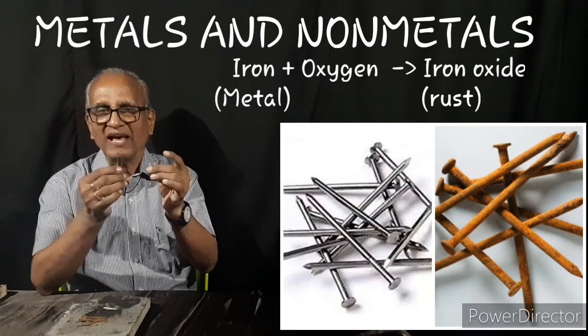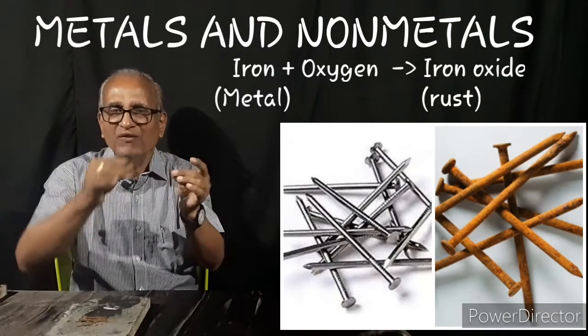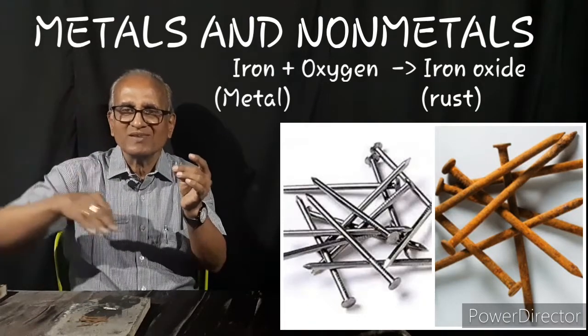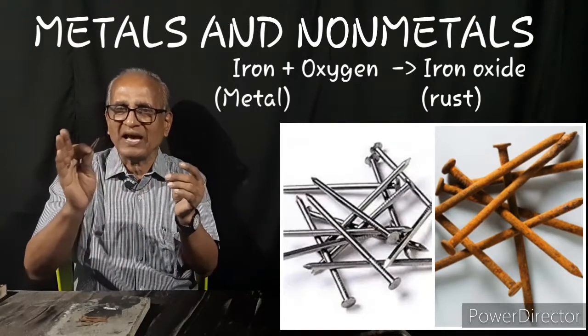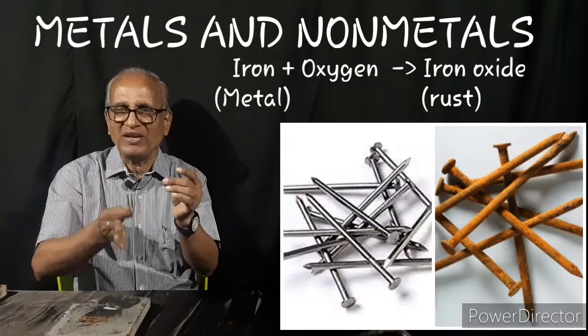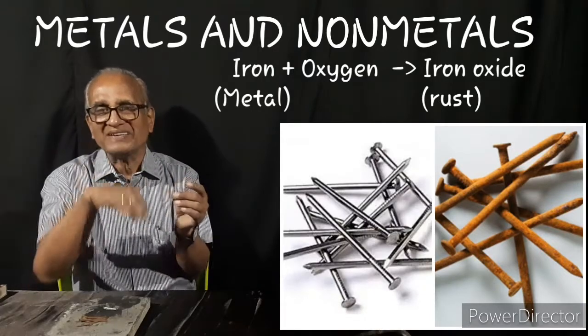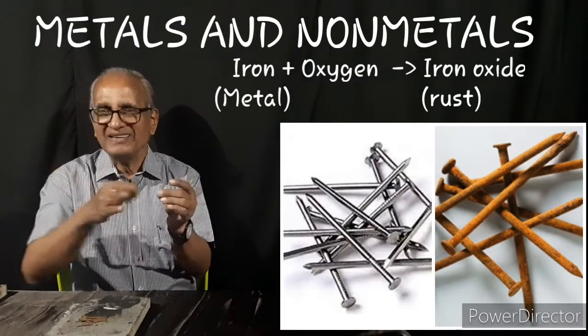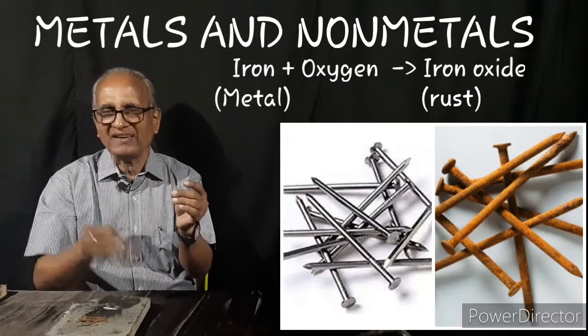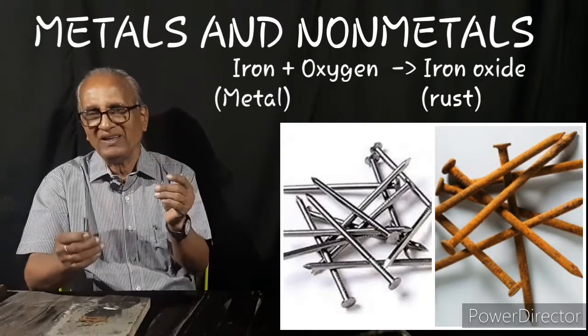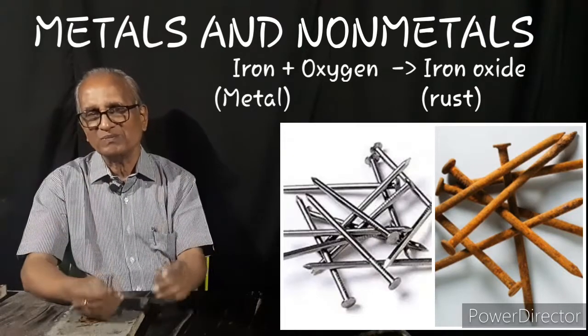That's why things made up of iron, we keep them painted. We have to somehow cut off the water and oxygen supplied to the iron. There should be a shield in between. What's that shield? The paint. The paint is the shield. It doesn't allow water to come in contact with iron, oxygen to come in contact with iron. Iron is safe now.